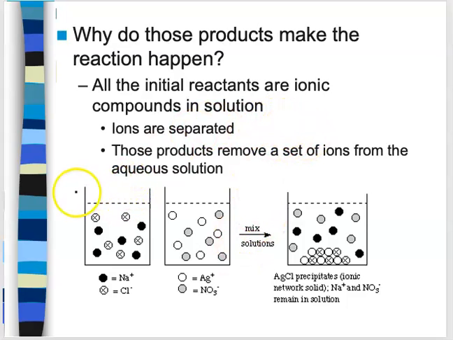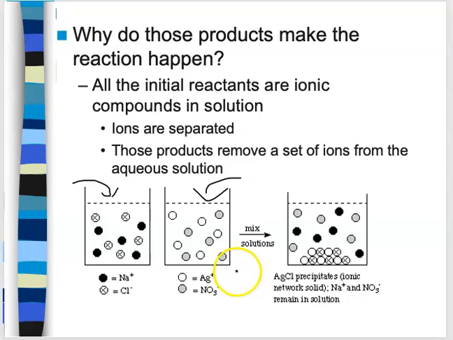So why do these products make the reaction happen? All the initial reactants are ionic compounds in solution. So here is a beaker that contains sodium chloride. All the ions are split apart and you can see them in solution. The second beaker here is silver nitrate. All the ions are split apart. But when you mix them together, some of them don't stay in solution.